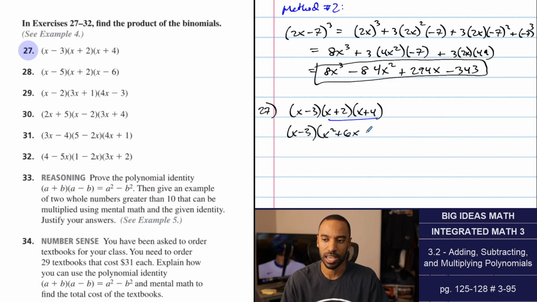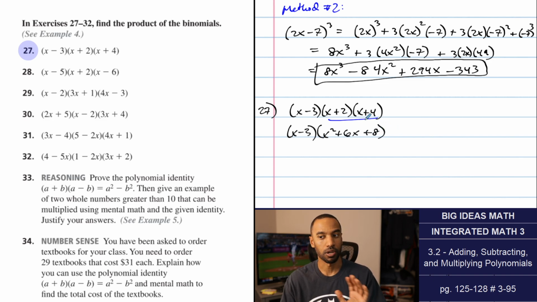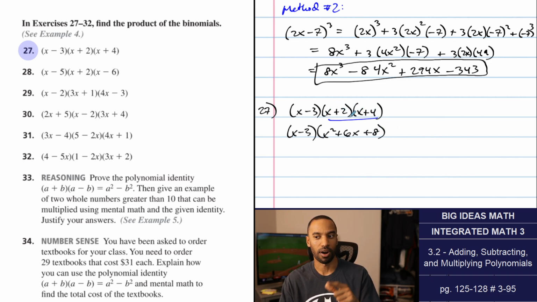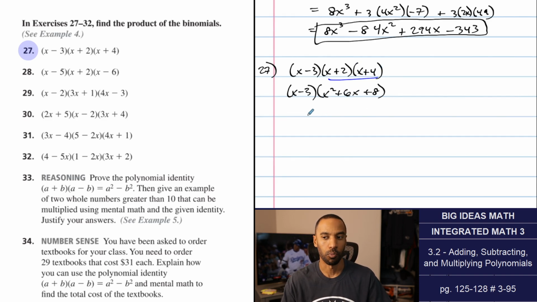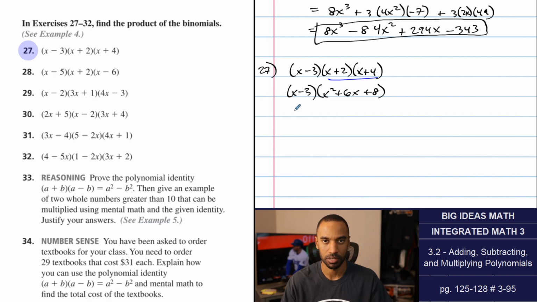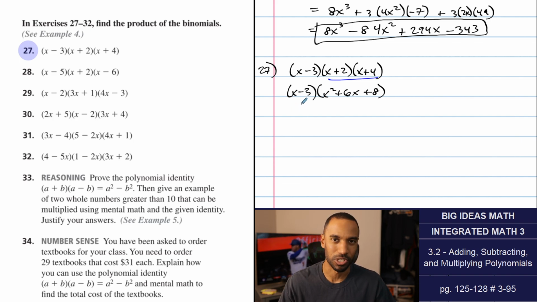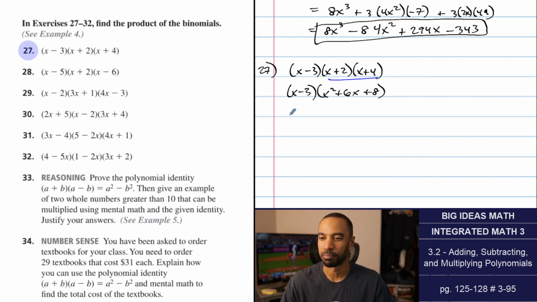X squared plus 6x plus 8. I'm not going to go slowly on that, but that's x squared plus 4x plus 2x plus 8. 4x plus 2x is 6x. Okay? I will be going quickly on those binomial expansions, foiling. That was so IM2, guys. Yeah, 95 problems, right?